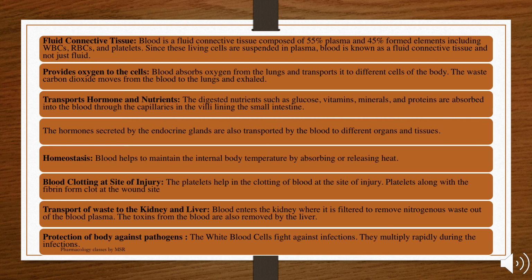The next function is protection of the body against pathogens. In our body, we have the policemen of our body, which are WBC, the scavengers of our body. So WBC plays a major role in our immune system. They will fight against infections. So blood helps in the protection of our body against pathogens. All these are the functions of blood.